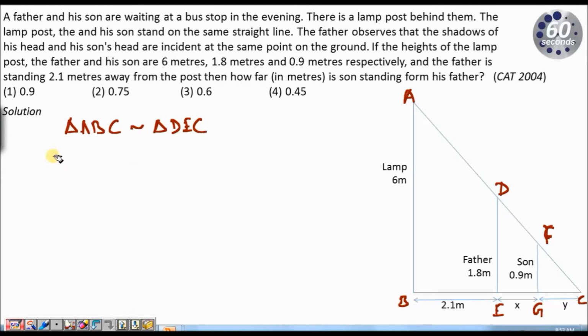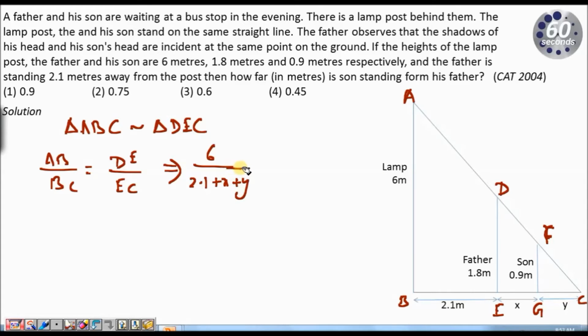So from here I can write AB by BC will be equal to BE by EC, which will give me AB is 6, BC is 2.1 plus x plus y, and BE is 1.8 and EC is x plus y. Let this be equation number 1.